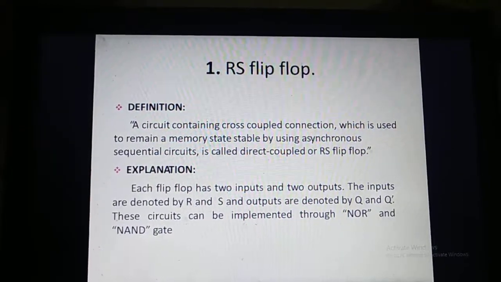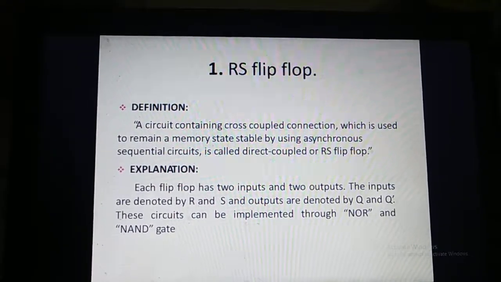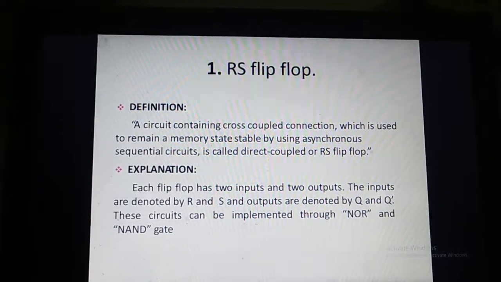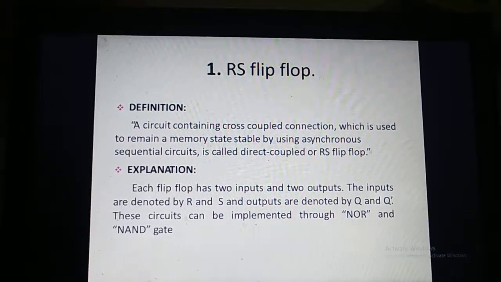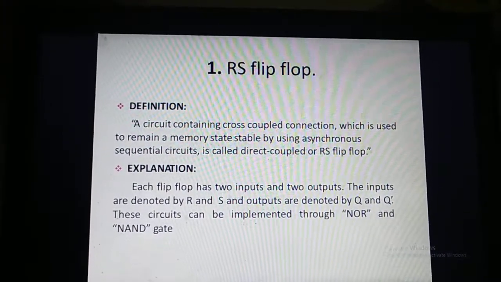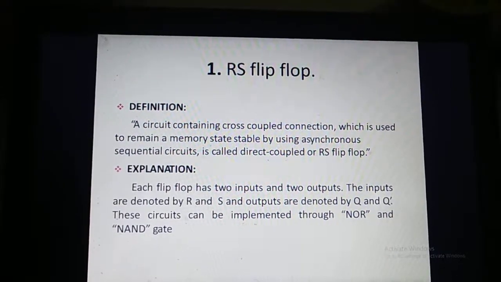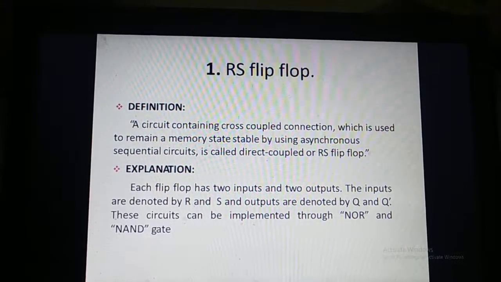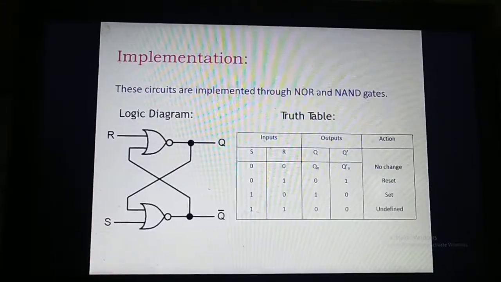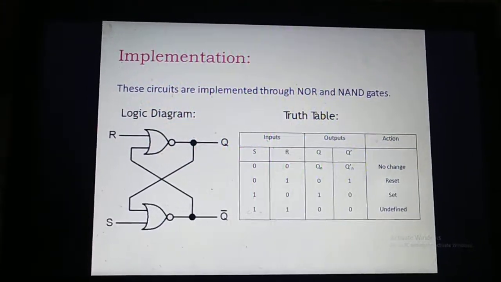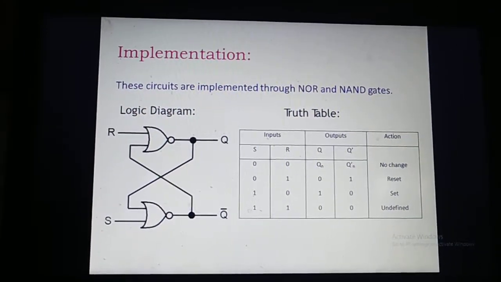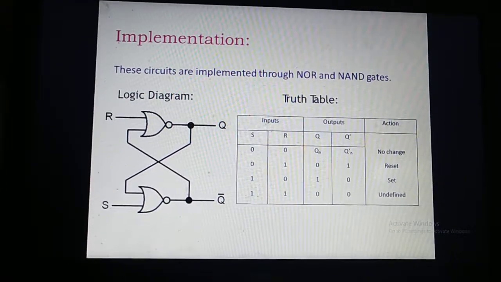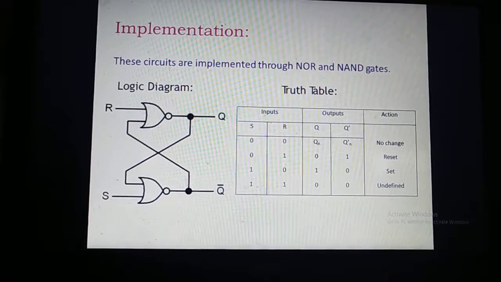This flip-flop has two inputs and two outputs. Inputs are denoted by R and S, and outputs are denoted by Q and Q bar. These flip-flops can be implemented using NOR and NAND gates. This is the block diagram for the RS flip-flop circuit and this is the truth table for this flip-flop.